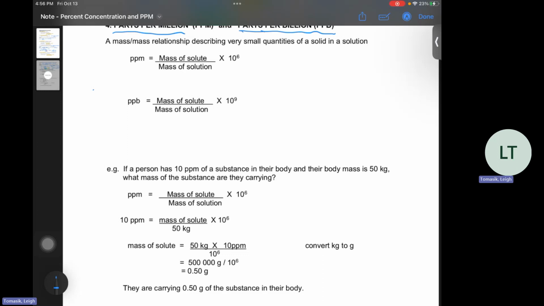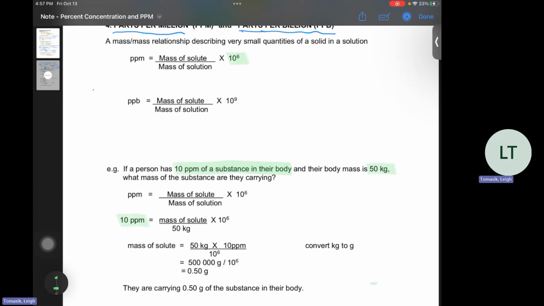So this says if a person has 10 parts per million of a substance in their body and their body mass is 50 kilograms, what mass of the substance are they carrying? Okay, to solve this, they've given us the ppm number. So we have our formula: parts per million is the mass of the solute over the mass of the solution times 10 to the power of 6.